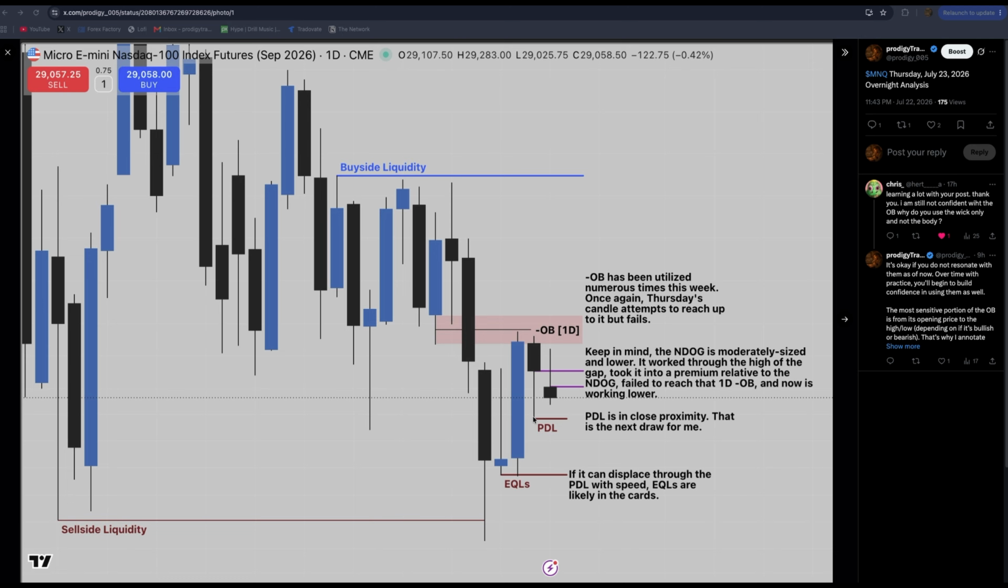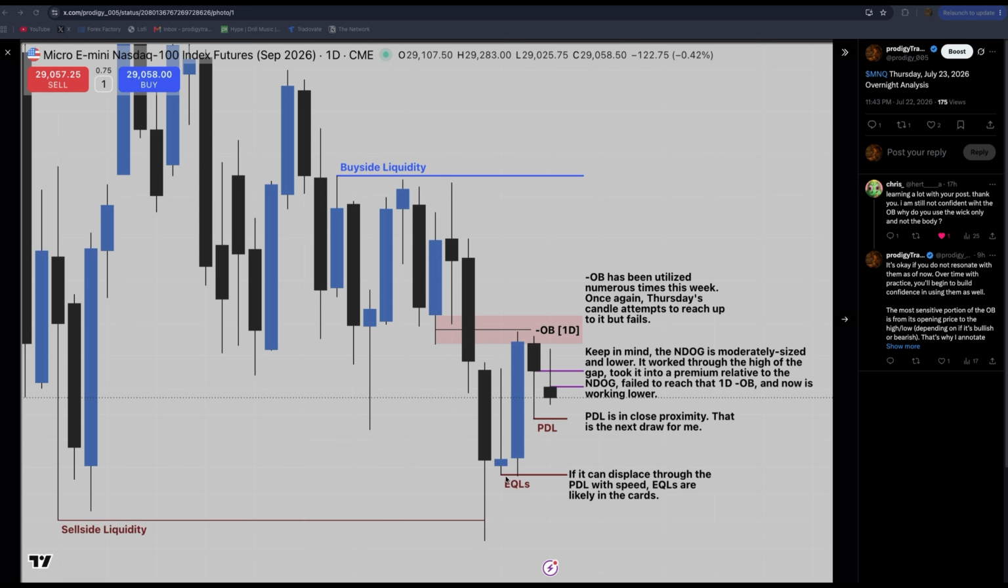And there are lots of obvious sell side pools of liquidity. We have the previous day's low, which is in relatively close proximity. So that was the next draw for me on the daily chart. And then we have these equal lows as well from earlier in the week. So if it could displace with speed beneath the previous day's low, it could very well reach for these equal lows here.